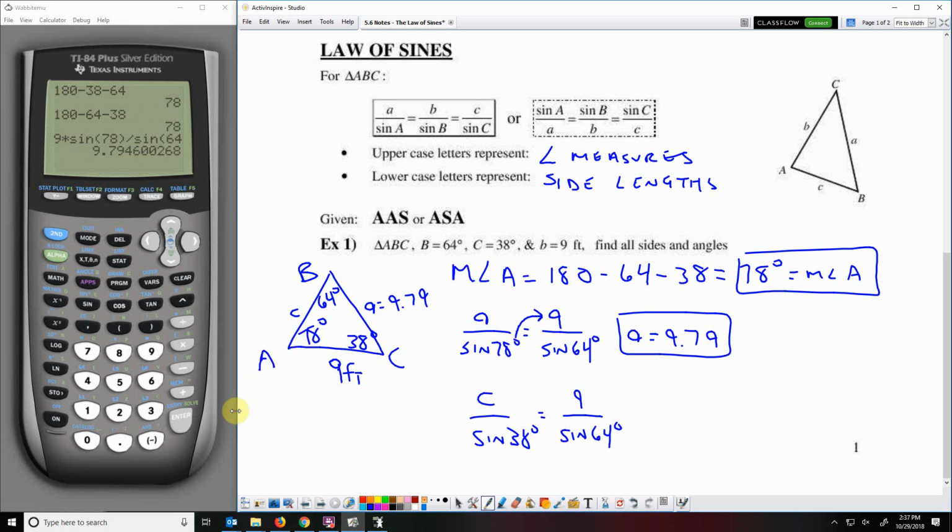9.79 over sine 78 would probably give me the same answer rounded to 2 decimal places, so it's really a matter of how precise we have to be. If you're doing calculations that require a very high degree of precision, using a rounded number is not a good idea. So I'm going to multiply this across, so I get 9 times sine 38 divided by sine 64. So I get 6.16 for C. And that is in feet. So I really should have feet here for A also.